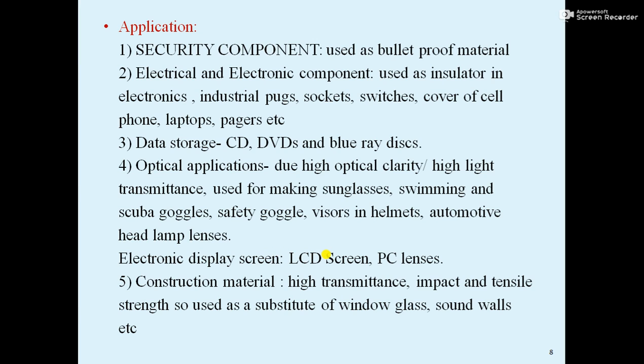Polycarbonate can be used for making ultralight eyeglass lenses. These thin polycarbonate lenses can correct poor vision and need not be thick like a glass lens. So nowadays polycarbonate lenses are used. Then it can be used as a construction material. Polycarbonate has high light transmittance, high impact strength and tensile strength, so it is used as a substitute for window glass. It is used in dome lights, flat or curved glazing and sound walls.